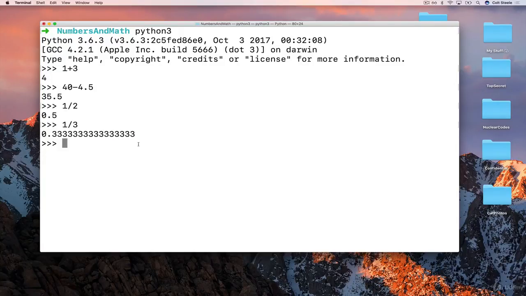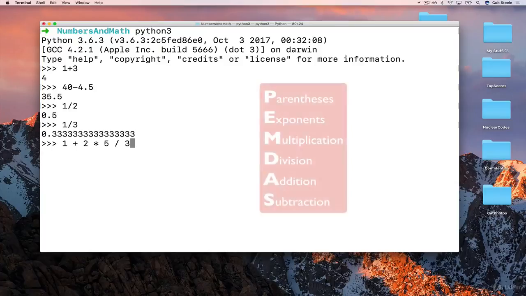But I also want to talk about the order of operations. So if you don't remember the order of operations from math, I won't go into the whole thing, but there's a hierarchy to how these operations or these operators are evaluated. So if we just did something like 1 plus 2 times 5 divided by 3, what happens first? There's this thing called PEMDAS. It helps some people remember parentheses, exponents, multiplication, division, addition, subtraction.